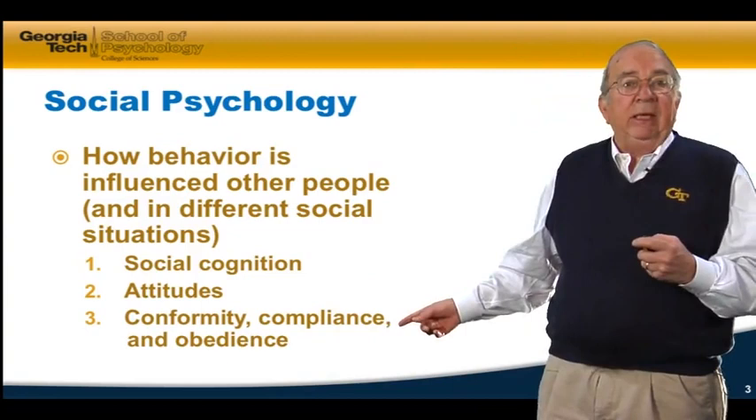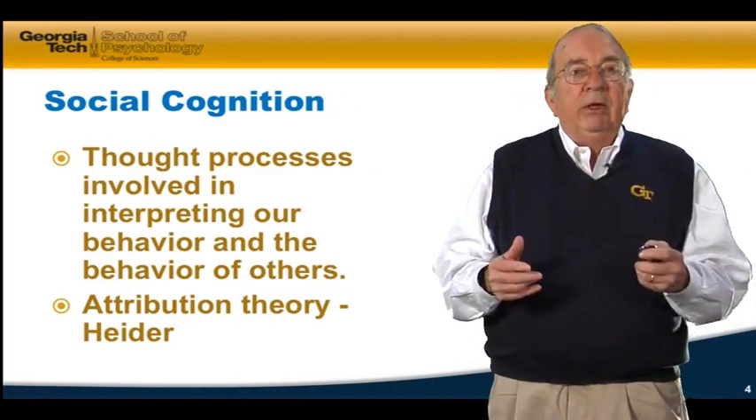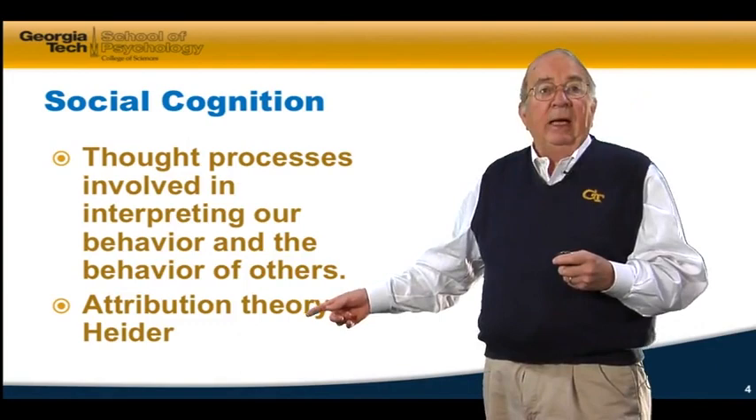Now, social cognition are these thought processes that are involved in interpreting our behavior and the behavior of others. Sometimes this is called attribution theory. How do we attribute the behavior that we're observing? And Heider was the father of attribution theory.